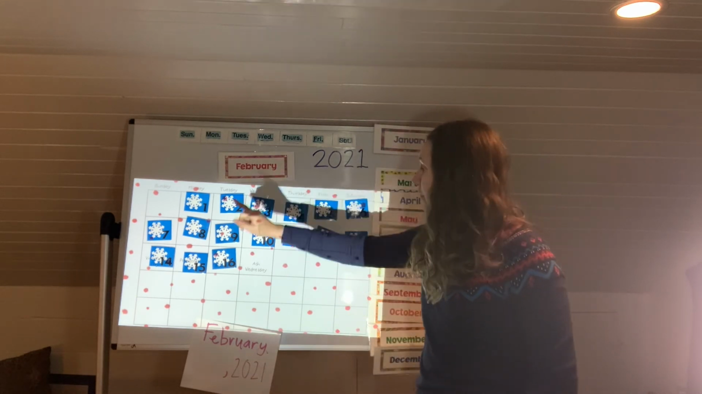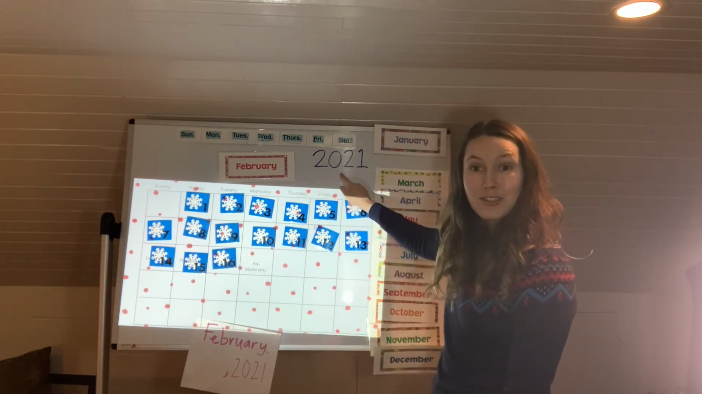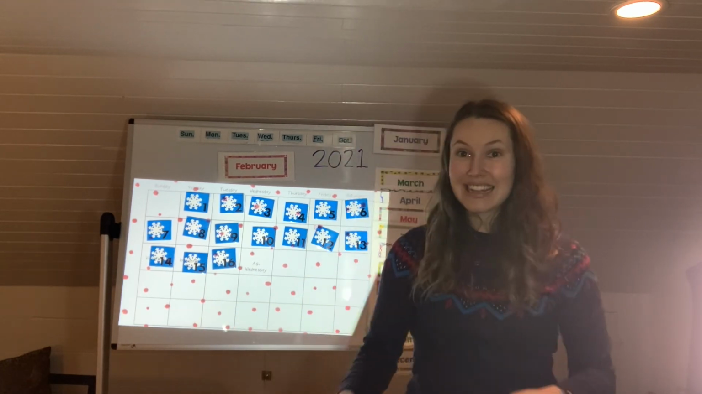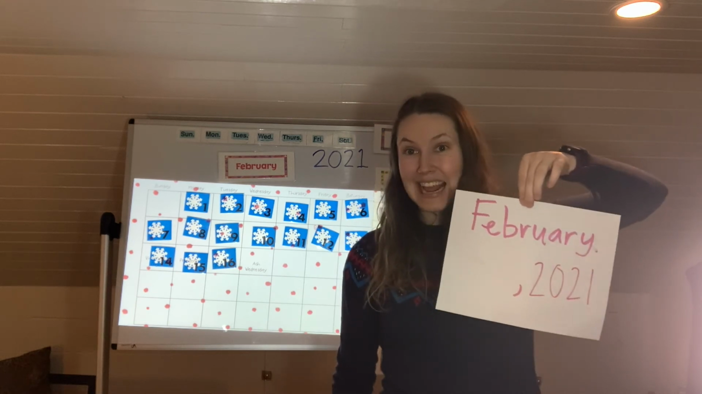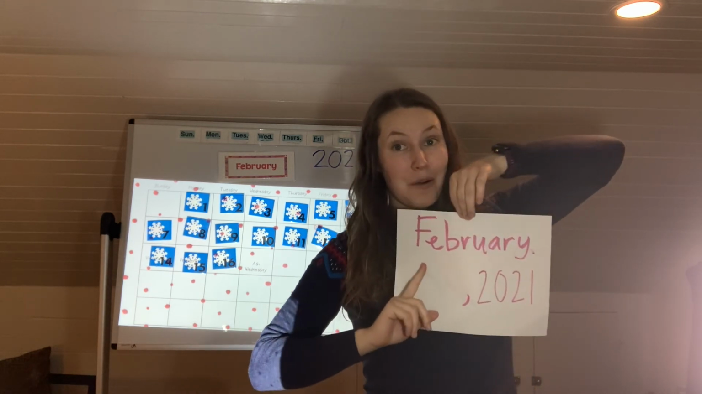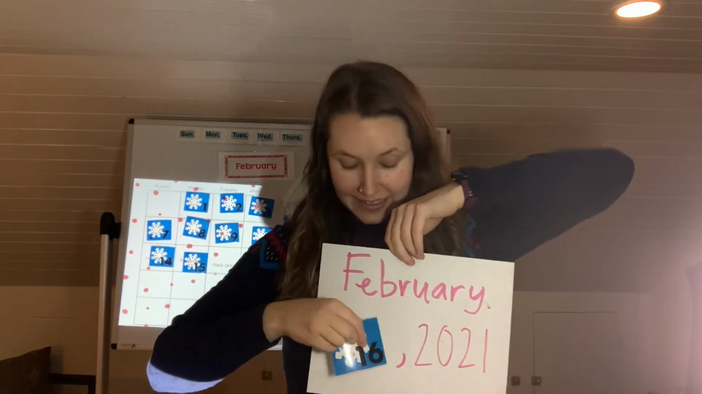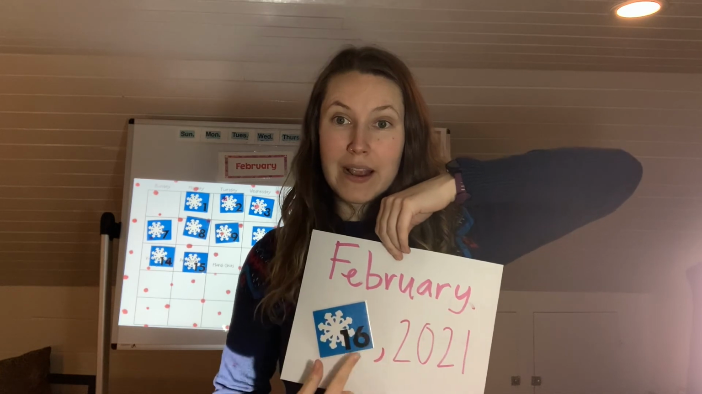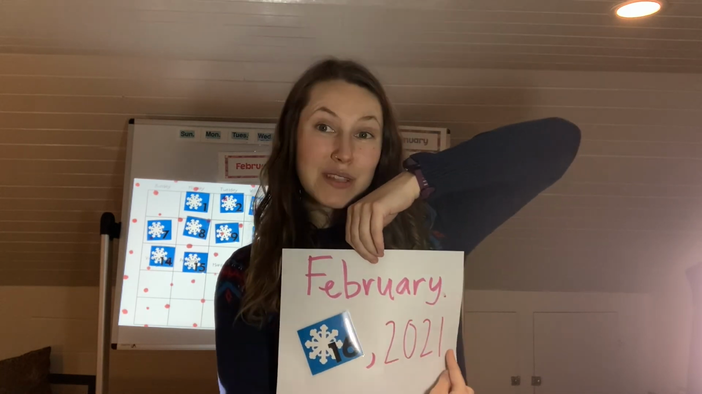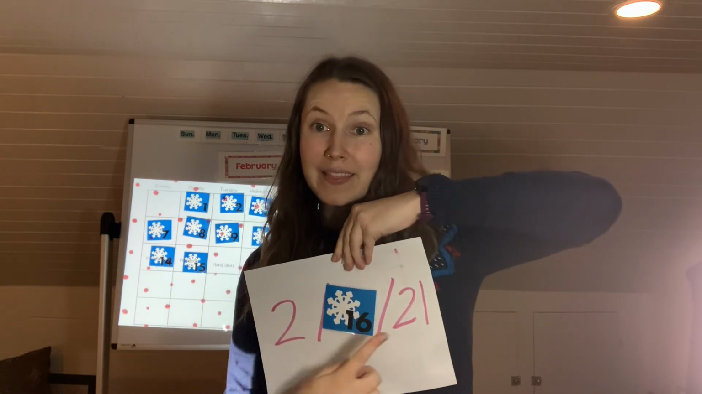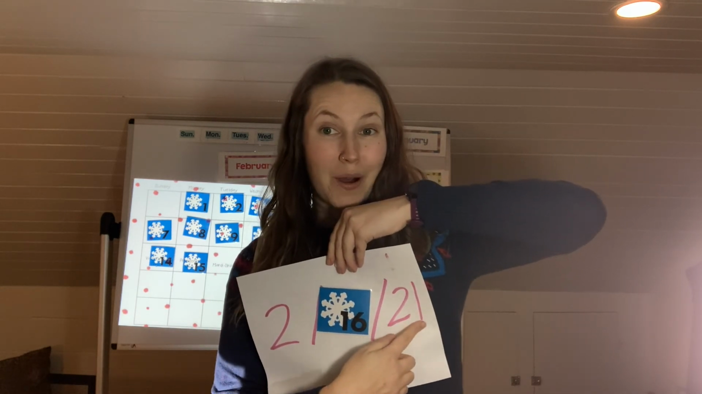Now we know it's February 16th and the year is 2021. So let's see what we can do with our date today. We're going to write it down and begin with that word February, our month name. We are going to add the 16 for today's date, February 16th, and the year 2021. We can also write this with numbers. It is the second month of the year. It is the 16th day of the second month, and the year is 2021.